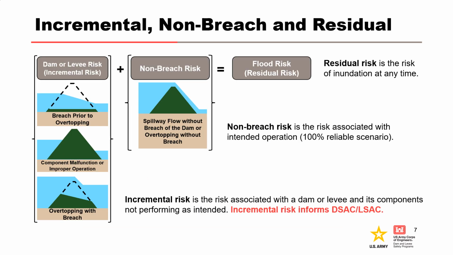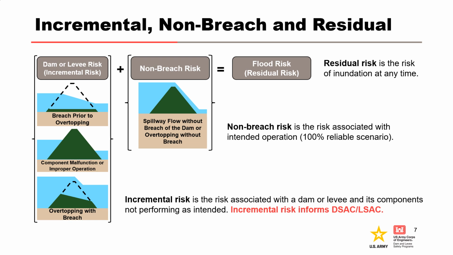In dam and levee safety, there are three different types of risk we will consider: incremental risk, non-breach risk, and residual risk. Incremental risk is the same as the infrastructure risk and can be the result of breach prior to overtopping, a component malfunction, misoperation, or overtopping with breach.